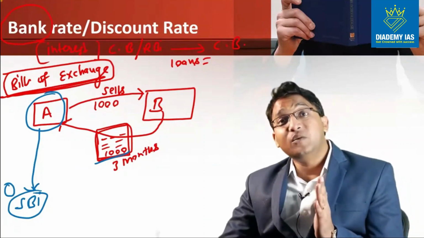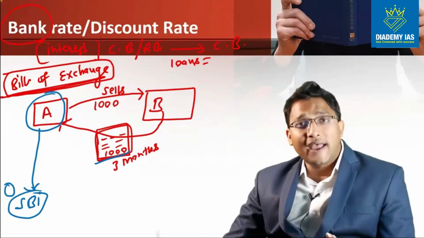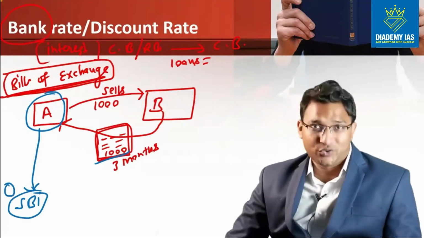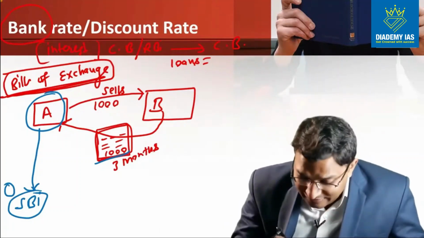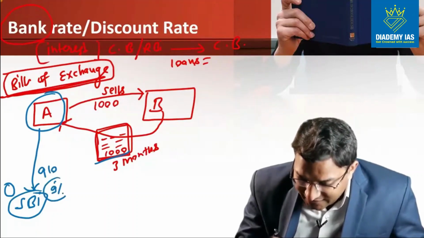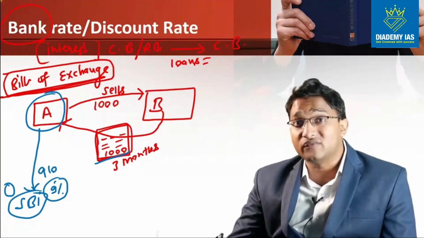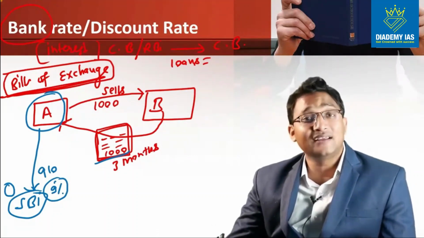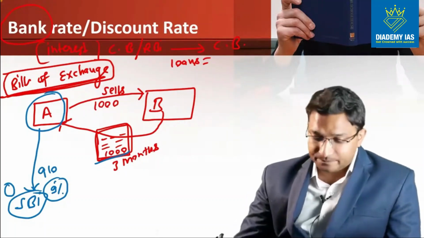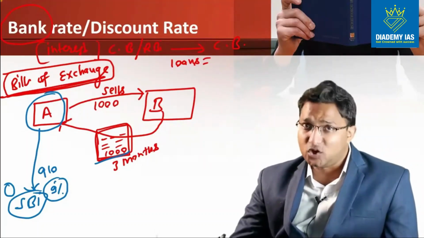So SBI will actually be losing the interest on the 1000 rupees, right? So SBI will say to Mr. A that I will not give 1000 rupees to you, I can give only 910 rupees. So what I will do? I will cut 9% as the interest cost. And if you want the money in return of this bill of exchange today, then I can give 910 rupees to you.